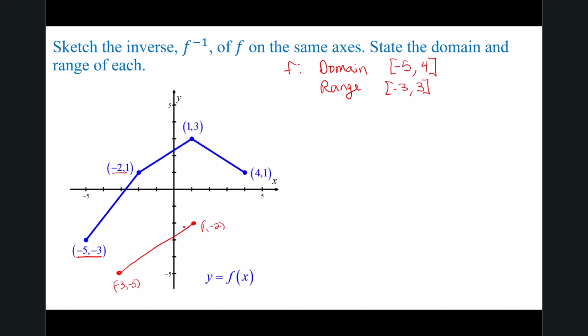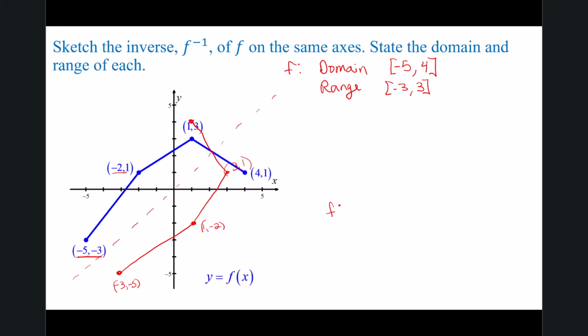Next, let's go to the point 1, 3. The inverse is going to have a point at 3, 1. And then the last one, 4, 1. So the inverse will have a point at 1, 4. So there's our inverse. My graph's not perfect, of course, but it does look like it's probably symmetric about that line, y equals x.